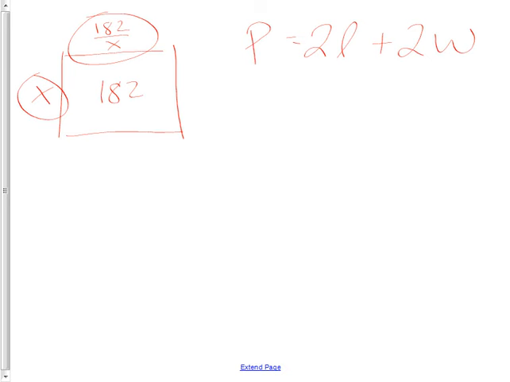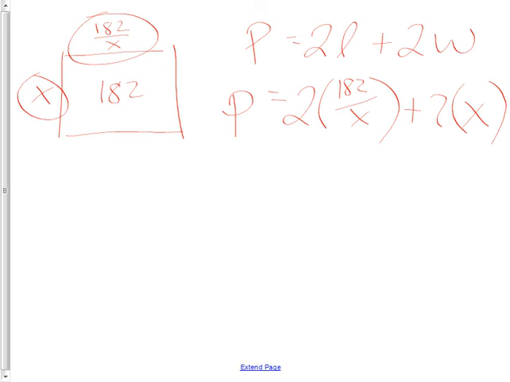Okay. So I'm going to be trying to get my P here in terms of L and W. So I've got 2 empty spot plus 2 empty spot. And now I can drop in what I know. I know the length is 182 over x. And I know the width is x.